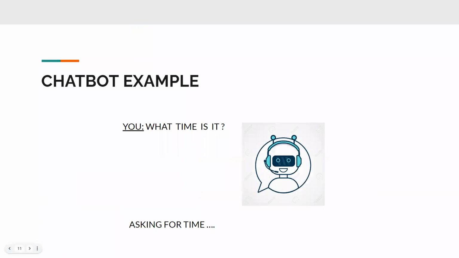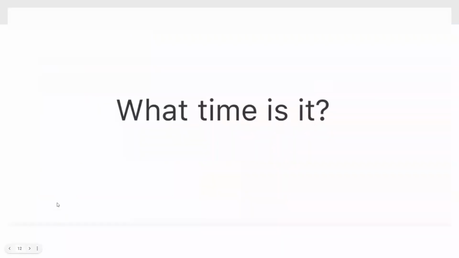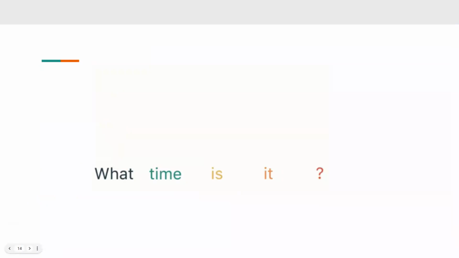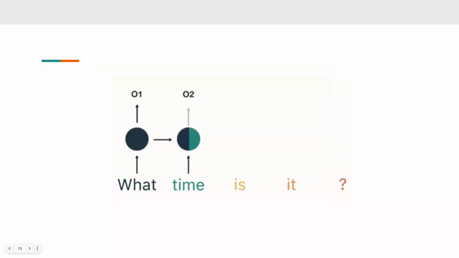Now, let's take one chatbot example. In a chatbot, you are telling it, what time is it? Suppose you have made one RNN model. You are telling what time is it. If you see in the first cell, timestamp 1, it is passing what? Now in the second timestamp.